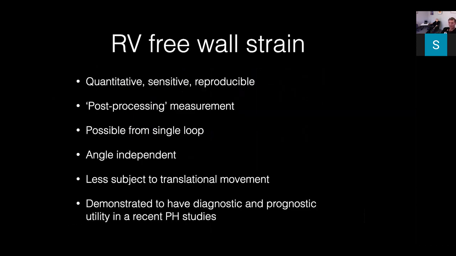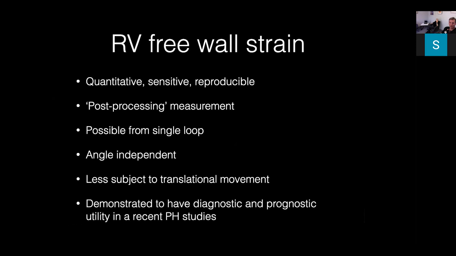And so for the RV, I think it's pretty good, right? It's quantitative, it's sensitive, it's reproducible. You can do it on the reporting station afterwards. A single loop's okay. It's angle independent. It's less subject to this translational error, or the problem of different parts of the myocardium being analyzed depending on what you're doing, like TAPSE. If you've got TAPSE, just that M mode, you can get a different part of the myocardium coming into the view. And so that's a bit tricky.